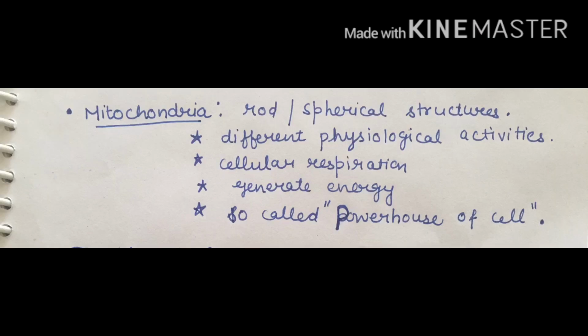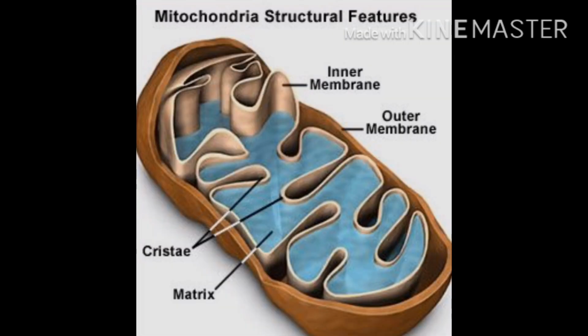Now let's move to another cell organelle, that is mitochondria. Mitochondria are rod or spherical structures present within the cell. Mitochondria is responsible for different physiological activities and it is responsible for cellular respiration. All the energy used by the different cell organelles is generated within the mitochondria. That's why it is called the powerhouse of a cell. You can see the picture of mitochondria, how it looks.